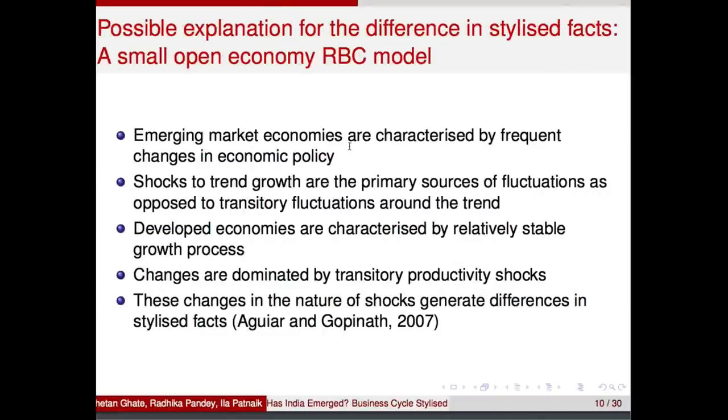What are the reasons for the differences in the business cycle features of developed and emerging economies? A number of papers have tried to explain these differences. The important contribution in this field is by Aguiar and Gopinath's paper on emerging economy business cycle. According to the authors, it is the differences in the nature of shocks that explain the business cycle features of developed and emerging economies. According to the authors, in developed economies, the changes are predominantly dominated by transitory productivity shocks, while since emerging economies are characterized by frequent regime switches, shocks to trend growth are the primary sources of fluctuations in emerging economies. These differences in the nature of shocks explain the differences in the business cycle features of developed and emerging economies.